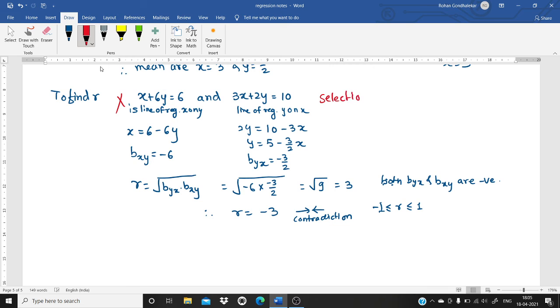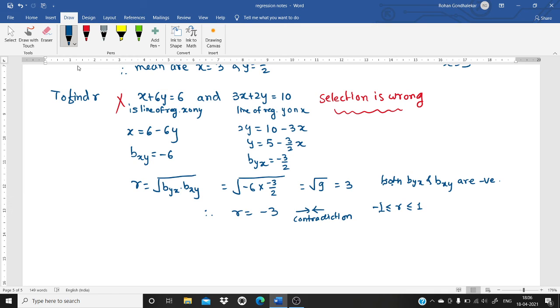Selection is wrong. Fine. This is just for your understanding. In the examination, you can do this in the rough work and decide which one is y on x and which one is x on y. Okay. Now we'll go for the next.